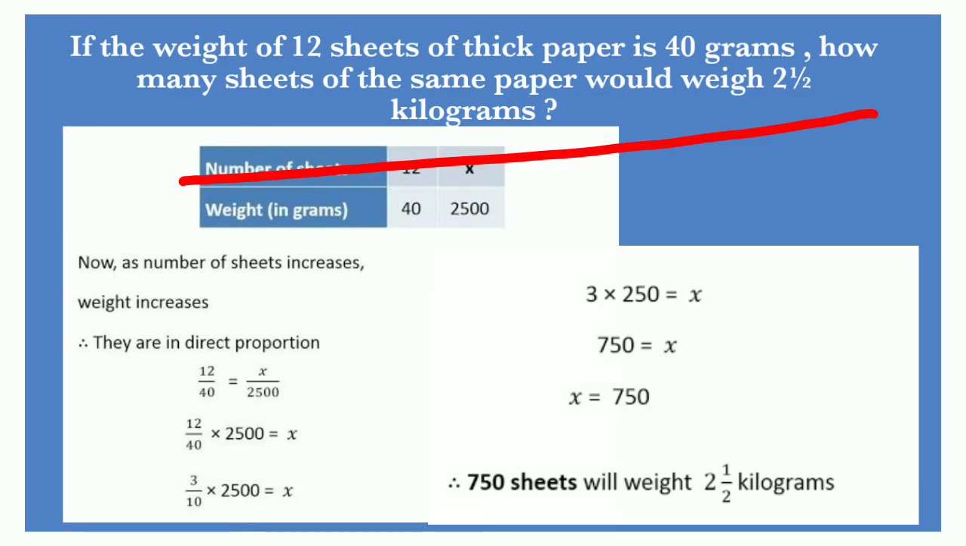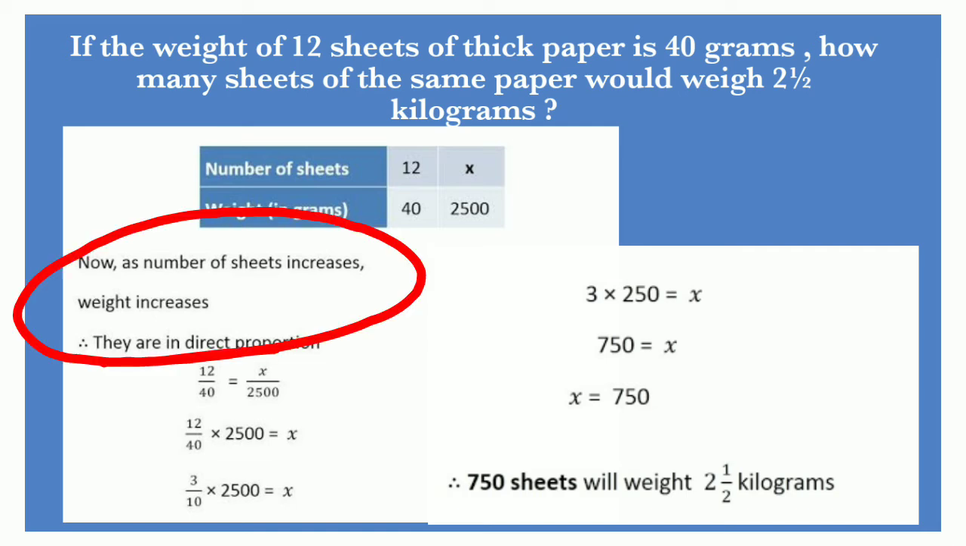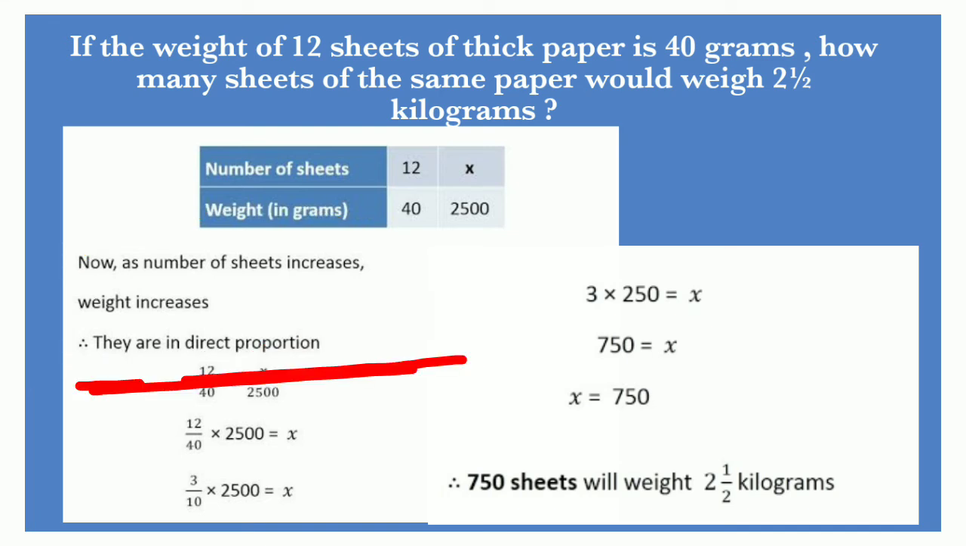The next question: if the weight of 12 sheets of thick paper is 40 grams, how many sheets of the same paper would weigh 2.5 kilogram? So what is the situation? As the number of sheets increases, in the same way the weight of the sheets is also increasing. So they are in direct proportion.